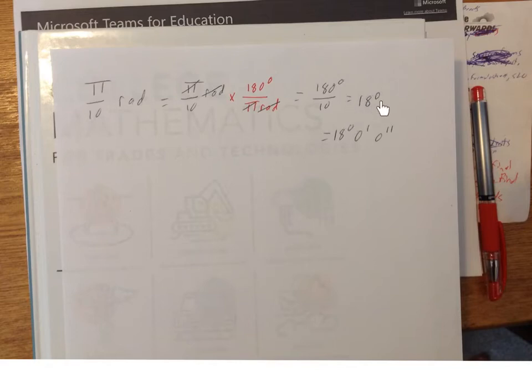There's no decimal part here, so the minutes and the seconds are both 0. So essentially you're done here. Some of them, you may have to multiply a decimal part by 60 to get minutes, and then multiply a decimal part by 60 again to get seconds. We didn't have to do that because there's no decimal part here.